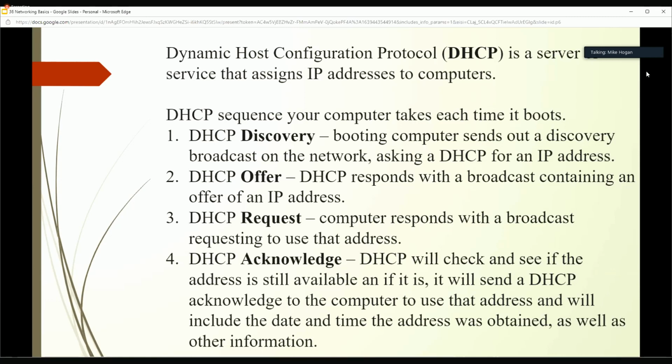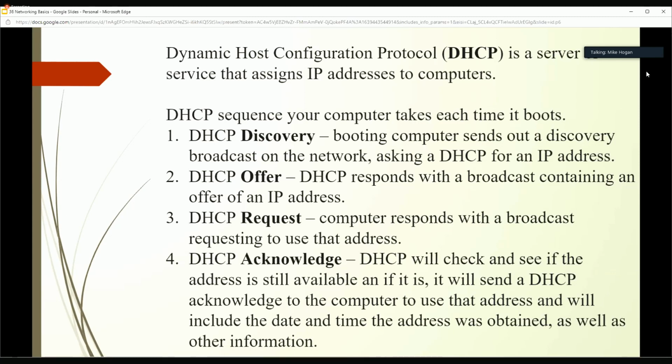The DHCP server will check to see if the address is still available. And if it is, it will send a DHCP acknowledge to the computer to use that address, and will include the date and time the address was obtained, as well as other information. So basically, the host machine comes on, I need an IP address, broadcasts that out, basically yells it across the network. The offer: I've got an available address, how about this one? The request: the computer once again says, hey, let me use it.